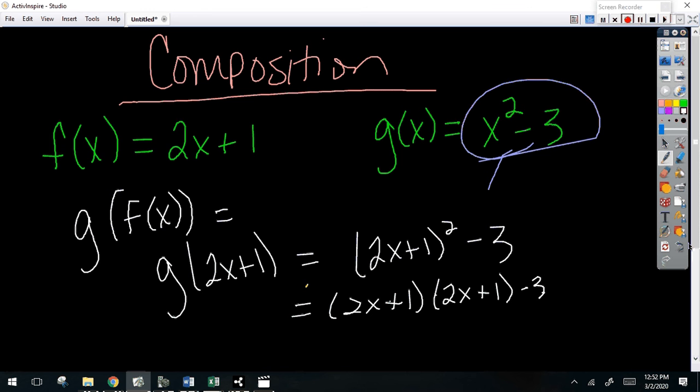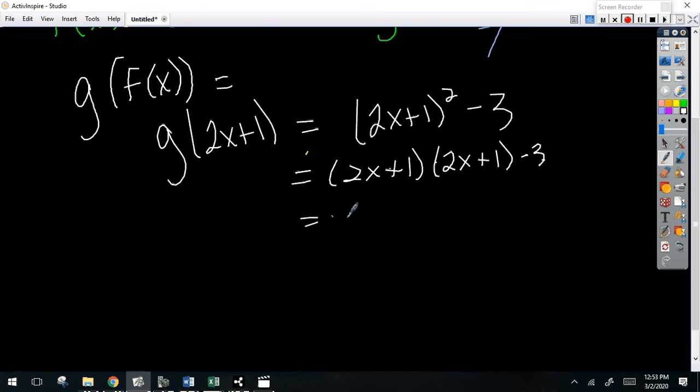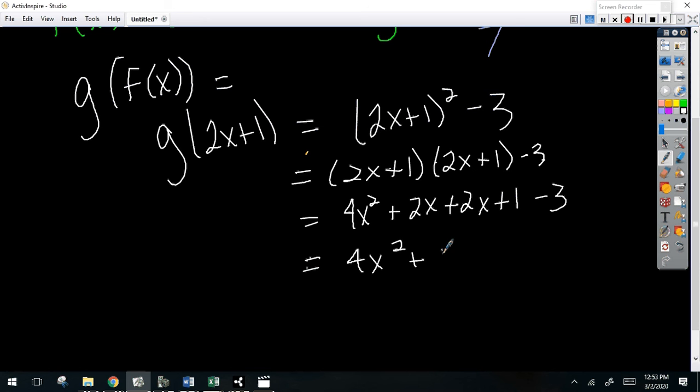All right, let's go ahead and FOIL this thing out. 4x squared plus 2x plus 2x plus 1. That little minus 3 is still sitting out there by himself. 4x squared plus 4x. Did everybody FOIL it? No, I didn't figure you did. What about the domain? Negative infinity to infinity.